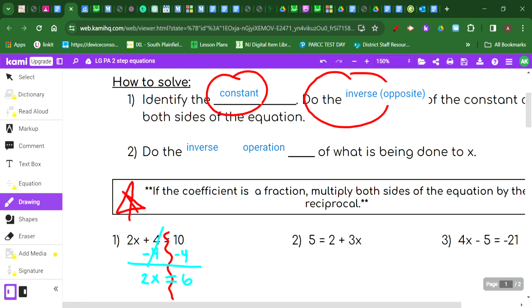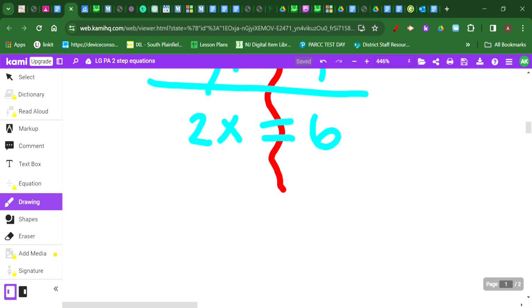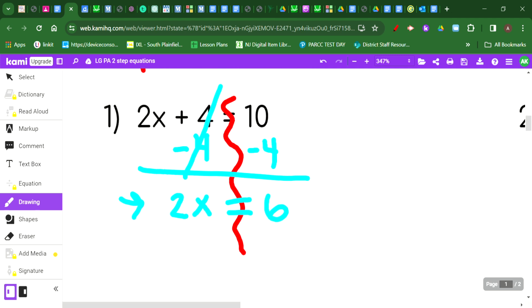Step 2, now we are going to do the inverse operation of what's being done to x. So x here is being multiplied by 2. At this step, we have 2x. So in other words, we know the value of 2x. The value of 2x is 6. If you think about it, you could probably solve this in your head without doing the inverse operations. If the value of 2x is 6, what's the value of 1x? That would make the value of 1x be 3.